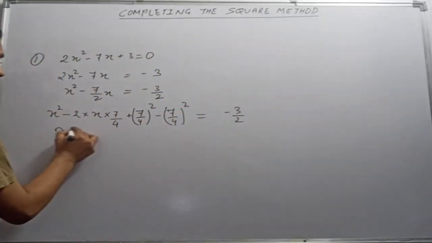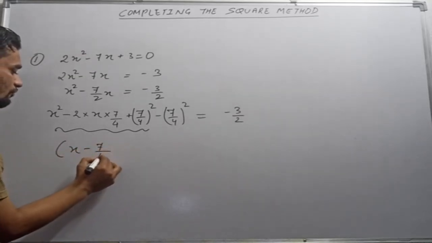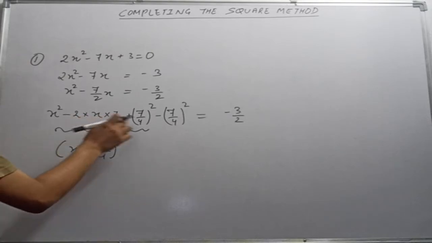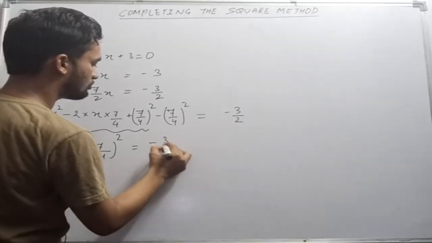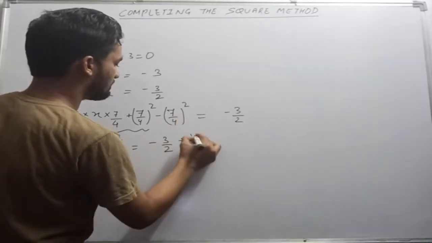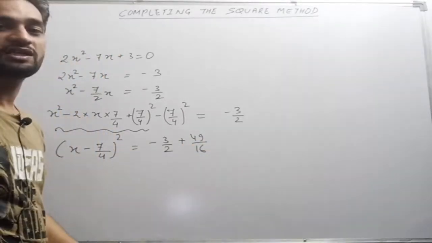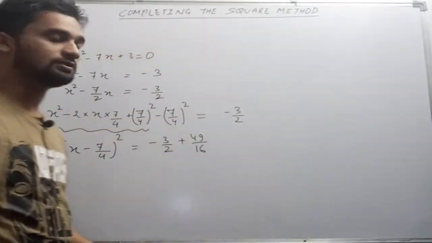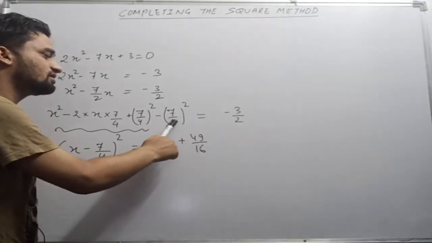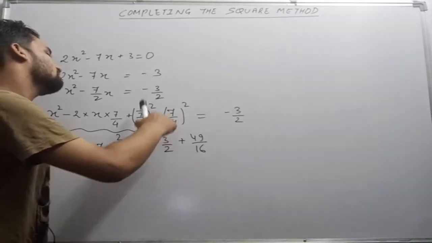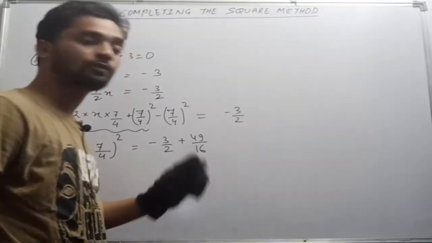So in place of these terms, what I can write is x minus 7 by 4 whole square, since a square minus 2ab plus b square is a minus b whole square. And this minus will go that side, so minus 3 by 2, this will be plus, 7 square is 49, and 4 square is 16. One more thing, in the previous video I said the square of any number is always positive, but here the minus is outside, so 7 square is 49, 4 square is 16, so minus 49 upon 16 will go on the RHS side as plus 49 upon 16.